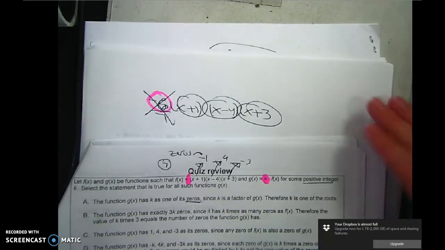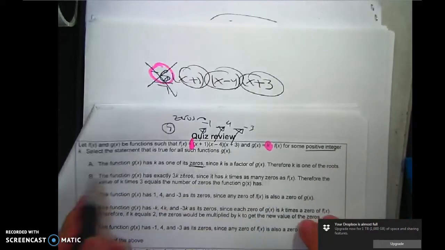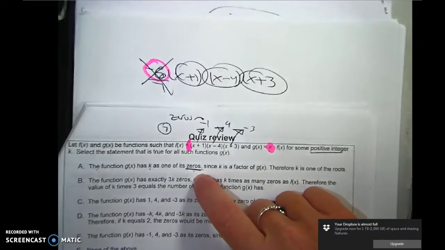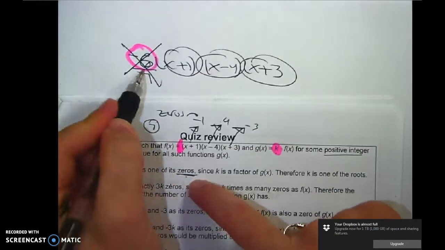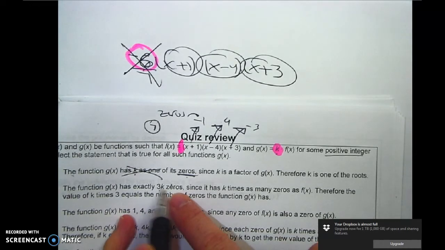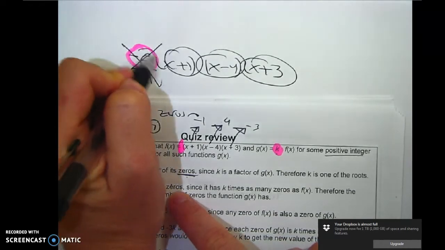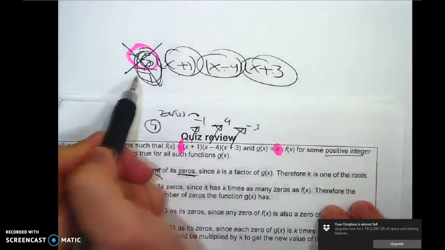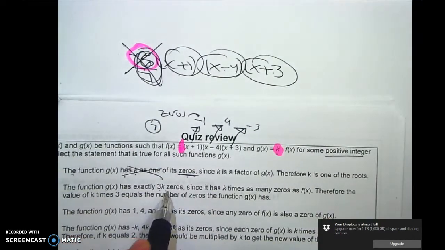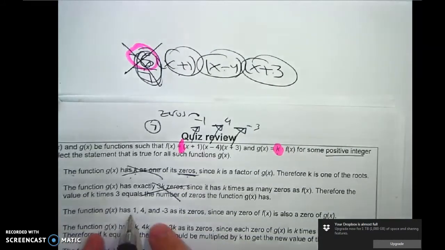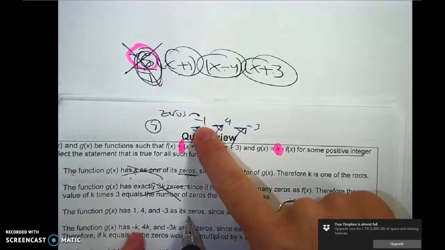So that's something I know. What we're trying to do is figure out what makes it true. This is saying that it has k as one of its zeros. But we just established it doesn't have an x, so that's not true. The function has exactly 3k zeros. Well, the number doesn't affect how many zeros I have. I can't have 6/7 of a zero. So whether it's 3k, 2k, that's not true. The function has 1, 4, and -3 as its zeros. No, we established that.